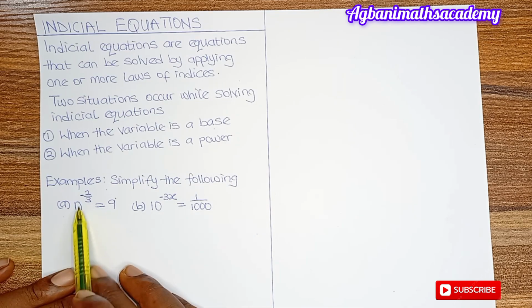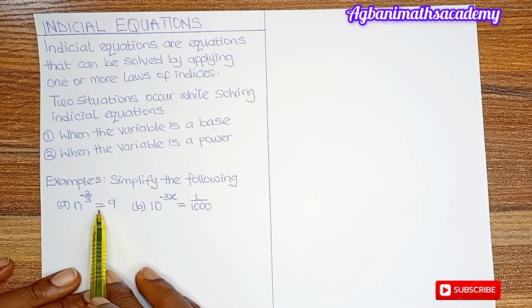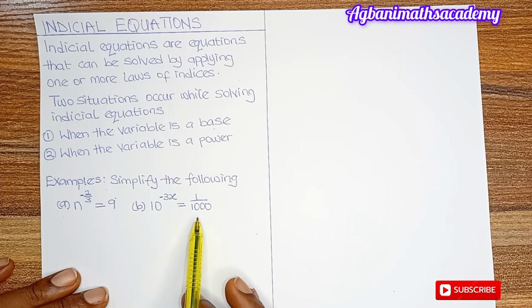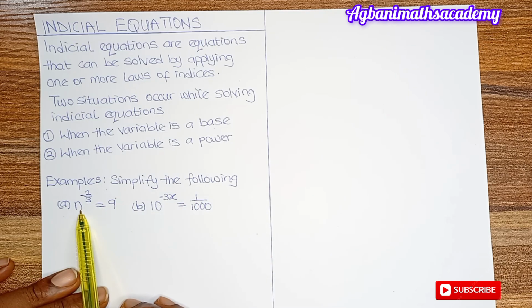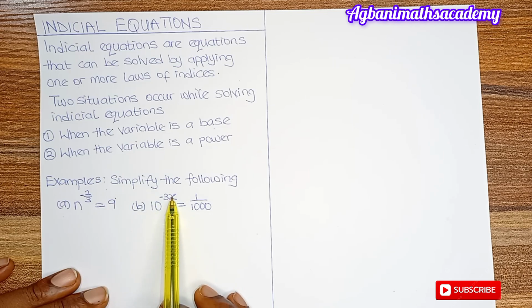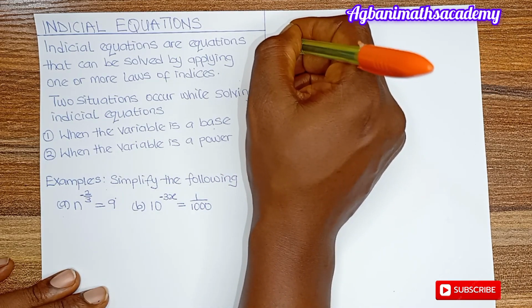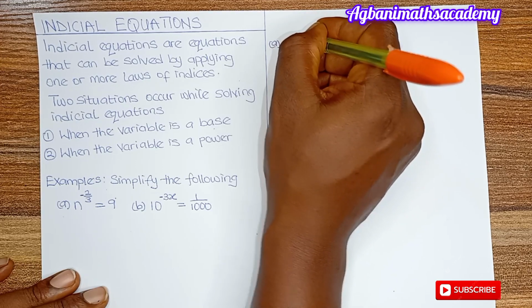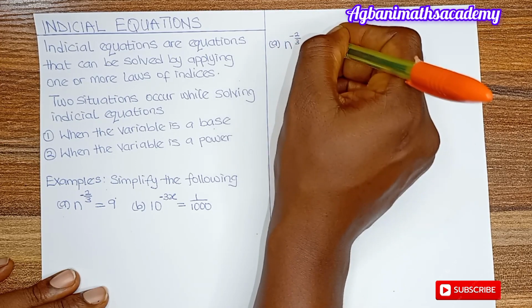The first one is n to the power of minus 2 all over 3 is equal to 9. The second question is 10 to the power of minus 3x is equal to 1 all over 1000. So in this first question, the variable is a base. But in this second question, the variable is a power or an exponent. So let's solve the two situations together. A. We have n to the power of minus 2 all over 3 is equal to 9.